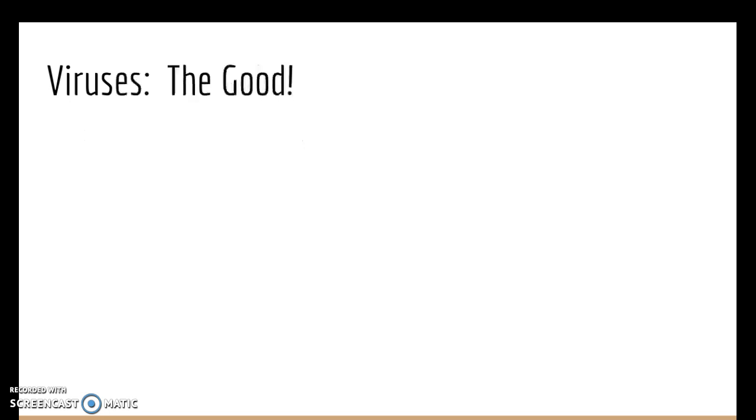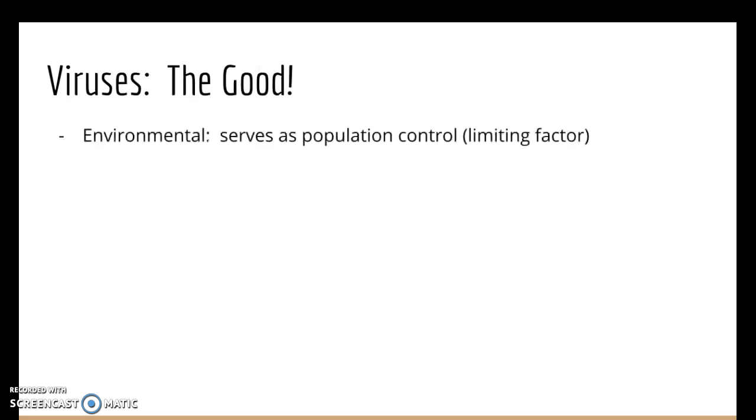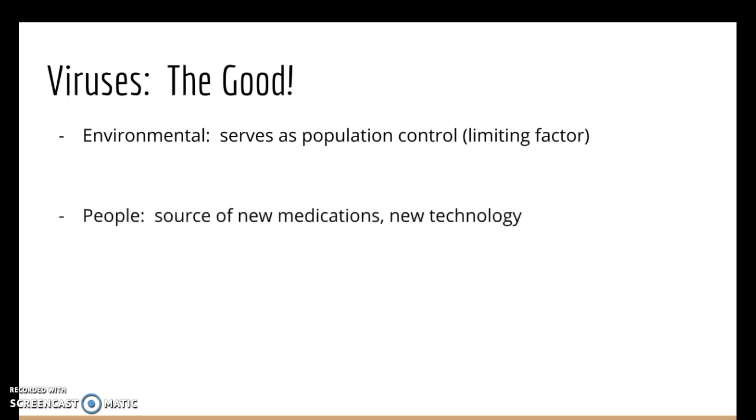It's not until we become sick that we realize that we possibly have this virus. The good thing with viruses is that environmentally, they serve as a natural population control. If you think about a deer population, if deer didn't catch some sort of virus and we had an overrun of deer, that's going to disrupt the food chain. So viruses act as a good limiting factor, a natural way to keep the population stable. For people, viruses are a good source of new medications and new technology in the medical field. We use these viruses to start looking for cures for many diseases.